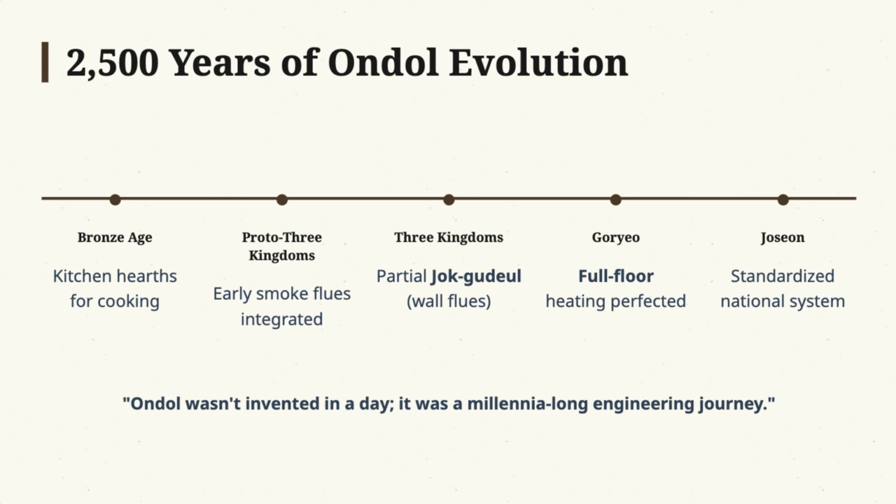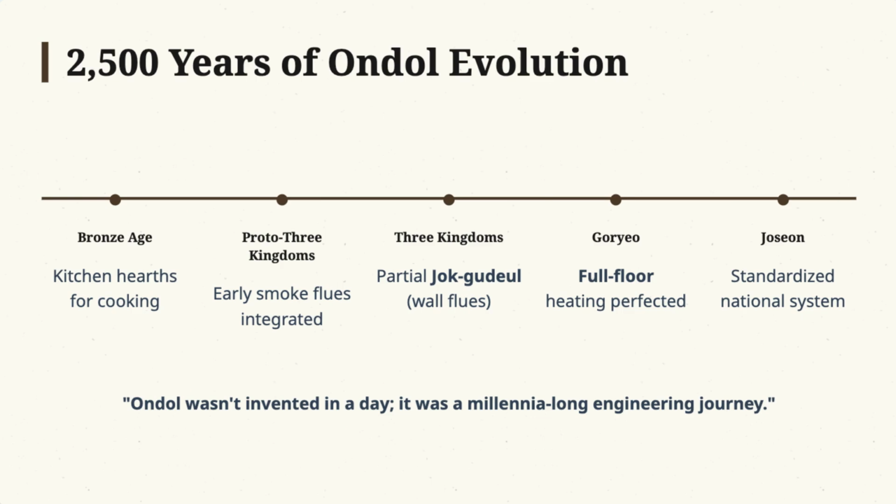Ondol was not a technology invented all at once in a single period. First, in the Neolithic Age, there was a central hearth. By the late Bronze Age, heating hearths and cooking hearths began to separate. From the Proto-Three Kingdoms period into the early Three Kingdoms period, primitive gudol appeared as kitchen-style hearths became connected to flues. Later, during the Three Kingdoms, Balhae, and Unified Shilla periods, partial gudol systems were used.